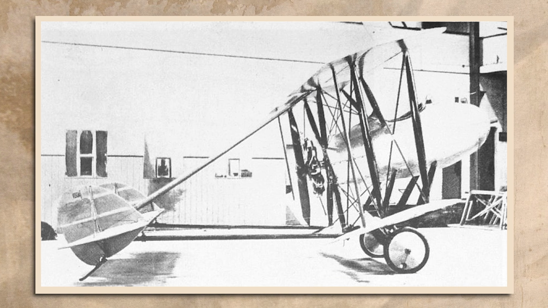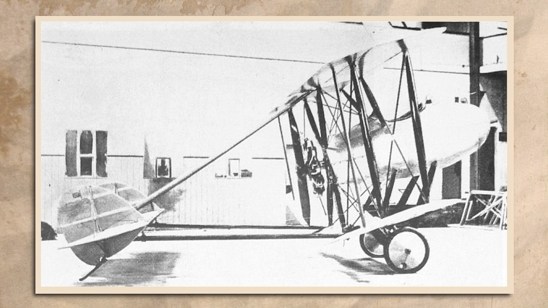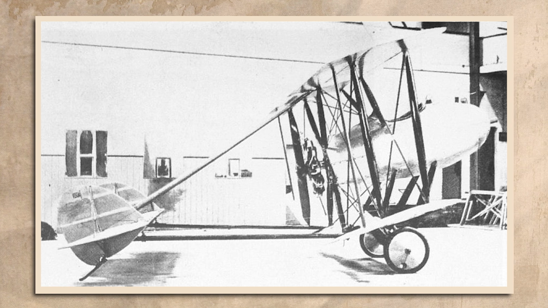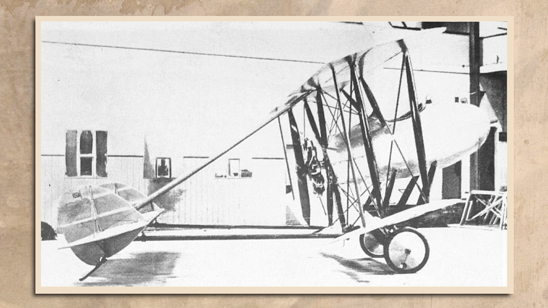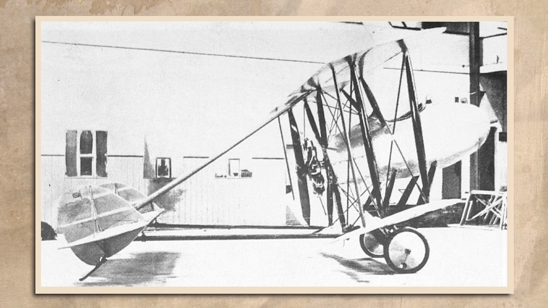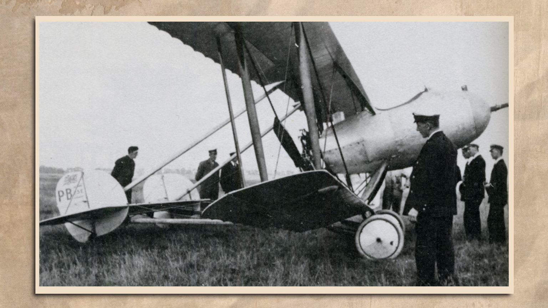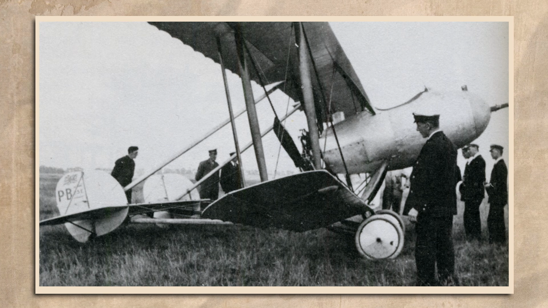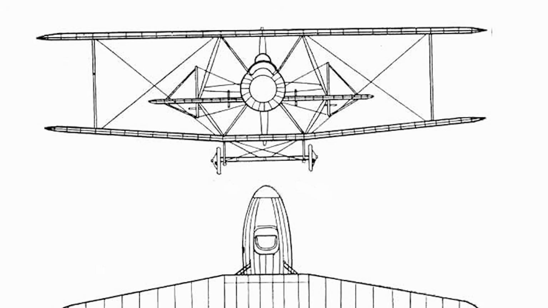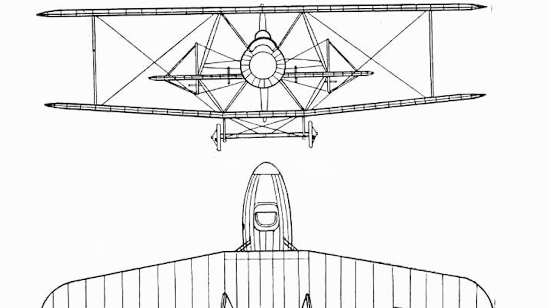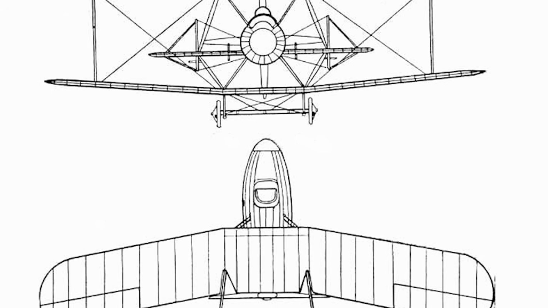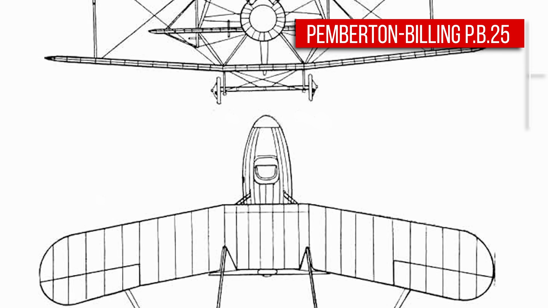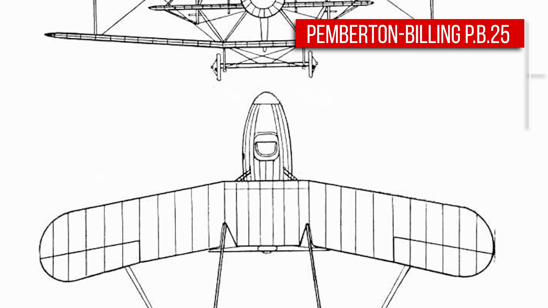When it first flew in September 1915, the results were disappointing. It was reported to be underpowered, and its excessive rearward centre of gravity made it highly unstable. It failed to impress officials at the War Office, but the Admiralty saw potential. They ordered 20 examples of a modified version to be built, and this would be redesignated as the PB-25. In effect, it was almost a full redesign.